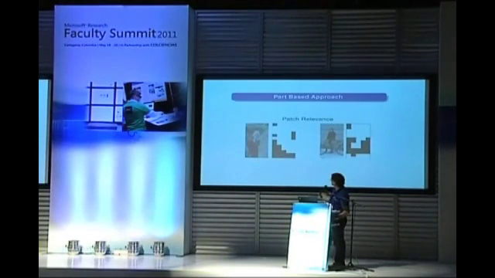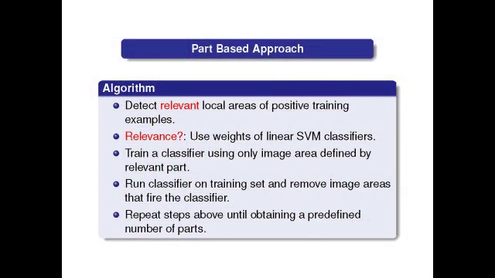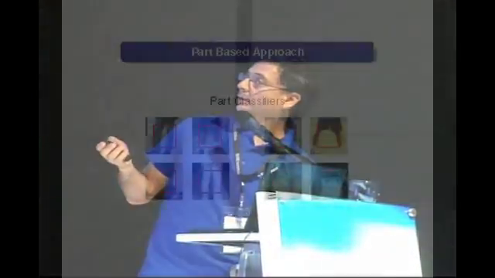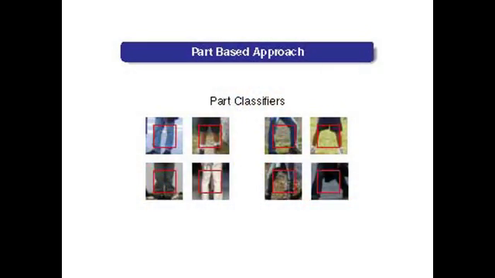And where the weights have a larger value, it means that part of the image is more relevant. So we are using that, detecting this relevant part, and then we are trying to classify it just based on these local parts. I will give you an example. Here is one of the classifiers that appear with this method.